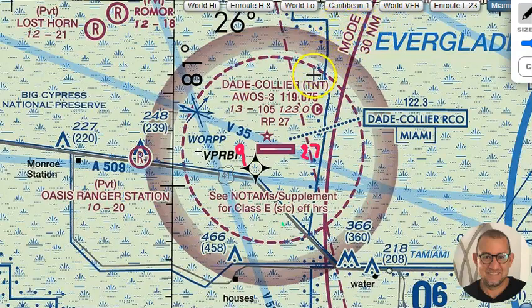I'm going to approach with a 45-degree entry into the downwind. I'm going to be making left turns. Now, why left turns? Because this is the default. The default is left turns. You're making left turns in the pattern. So if you want to do touch and goes, you're making left turns in the pattern. That is the default.